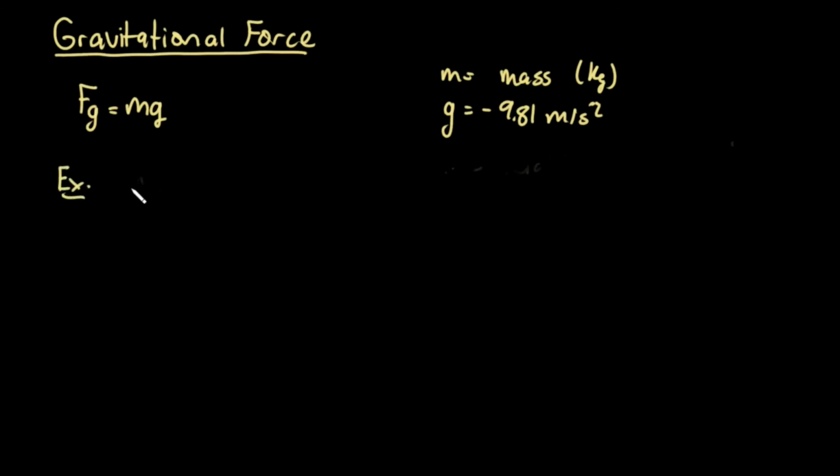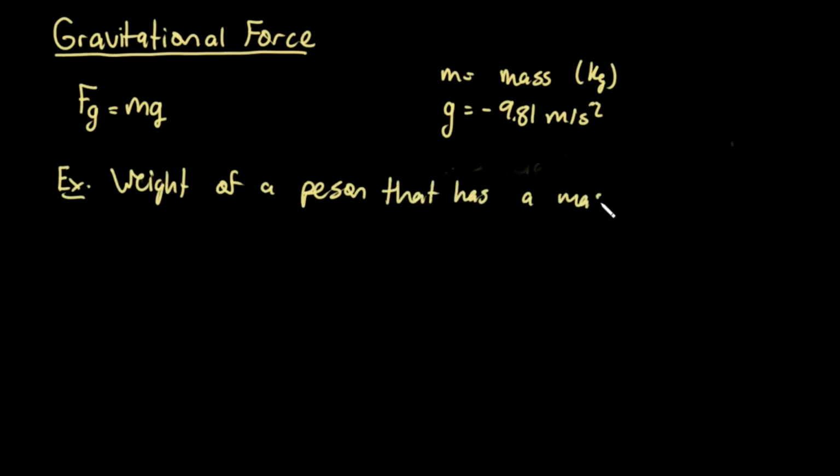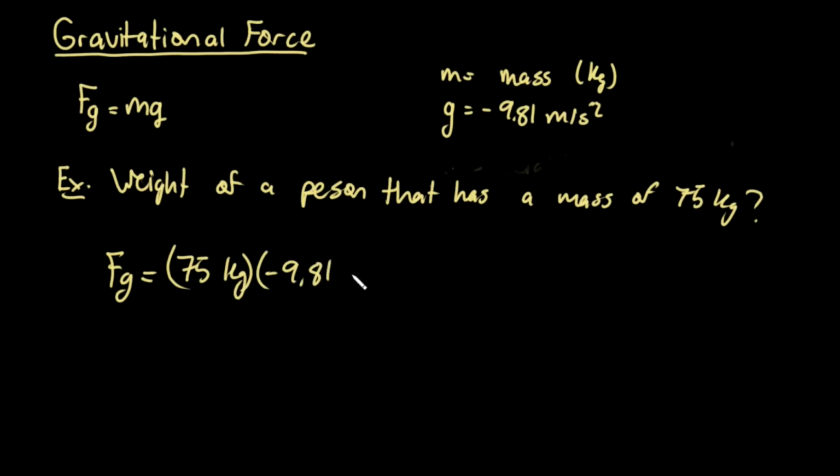We want to know what is the weight of a person that has a mass of 75 kilograms. So remember, gravitational force is the same thing as weight. So we're going to calculate our gravitational force. It is mass times gravitational acceleration, so 75 kilograms, and then we multiply it by the negative 9.81 meters per second squared.